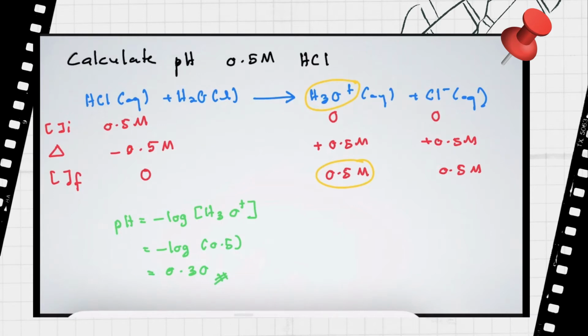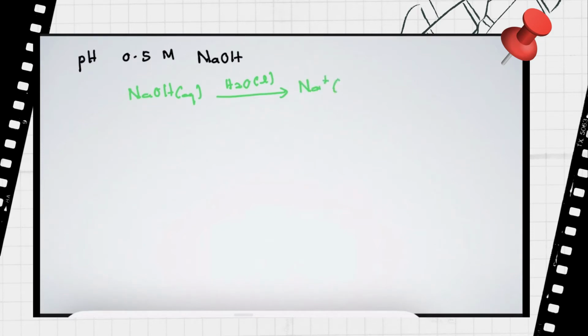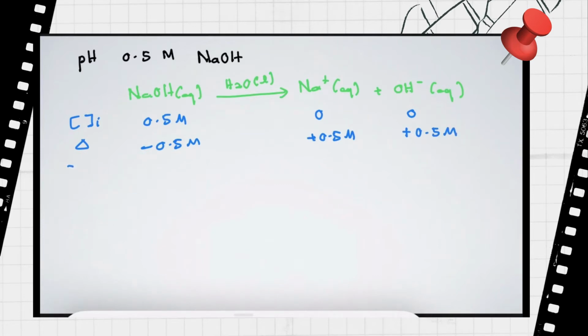Okay, now what about a strong base? Let's say I want you to calculate the pH of 0.5 molar sodium hydroxide. We know that sodium hydroxide is an example of a strong base. So first we need to write the equation. Okay, so this is the equation, and now we put the information. Initially we have 0.5 molar, and this is 0, this is 0. For the changes, since it is a strong base, all will dissociate. And the final concentrations follow.